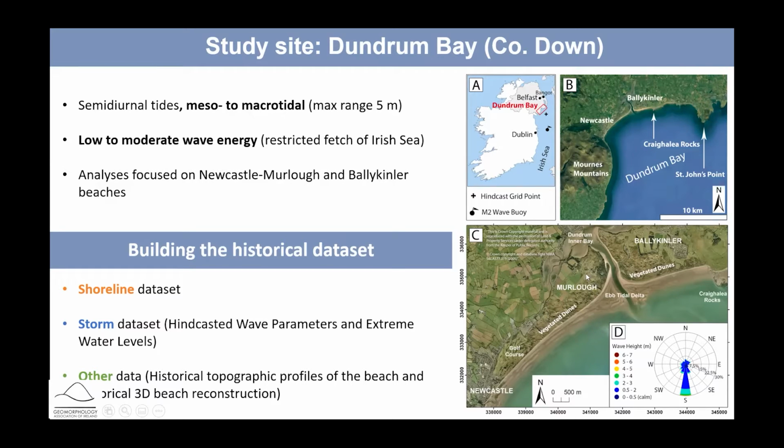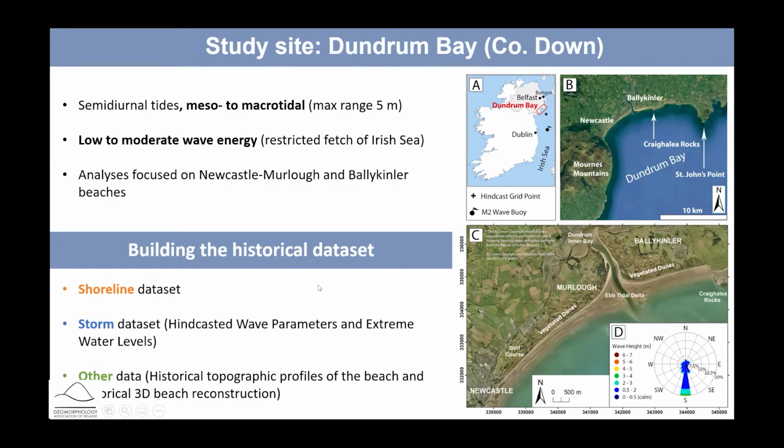In this part of the bay, in Newcastle and Marlow, we have a highly vegetated dune, and we have the same also on the other side of the inlet channel in Ballykinler. The two beaches are characterized by multiple intertidal bars, and the two sides are divided by this inlet channel, which connects the outer bay with the inner bay, and there is this ebb tidal delta.